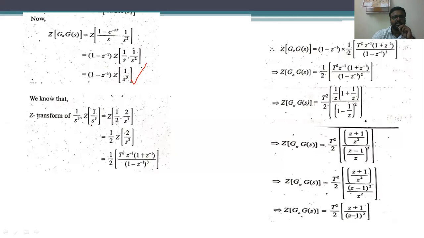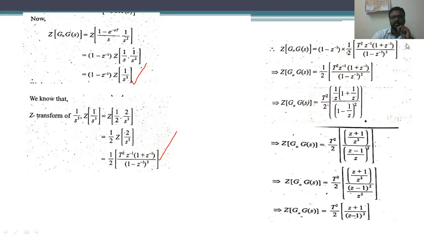That means the Z transform of 1 by S square depends upon the fundamental expression we are going to have, that is 1 by 2 into t square into z power minus 1 into 1 plus z power minus 1 divided by 1 minus z power minus 1 whole cube. So it has to be obtained with certain simplifications. 2 has to be multiplied in the numerator and denominator, and we have the fundamental expression, the transform of 2 divided by s cube, that can be taken as t square into z inverse into 1 plus z inverse divided by 1 minus z inverse whole cube.